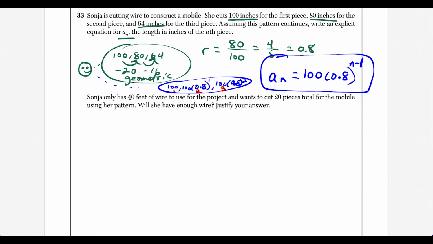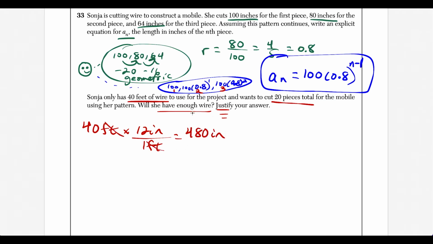So for the second part of this question, we have Sonia has 40 feet of wire and she wants to cut 20 pieces total. And we want to know, does she have enough wire? We need to justify our answer. So for this, what we should find first is how many inches are there in 40 feet? Because notice we have 100 inches, 80 inches, 64 inches. So the sequence was in terms of inches. So let's convert. So we have times 12 inches over 1 foot. And now feet over feet cancel, giving you 480 inches.